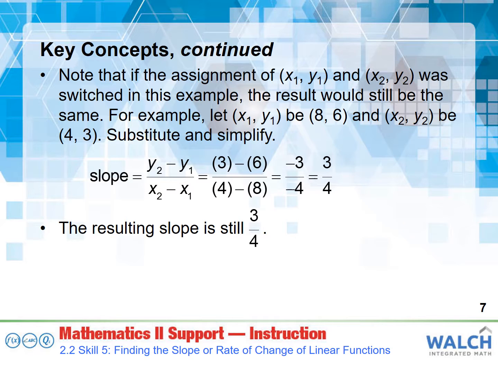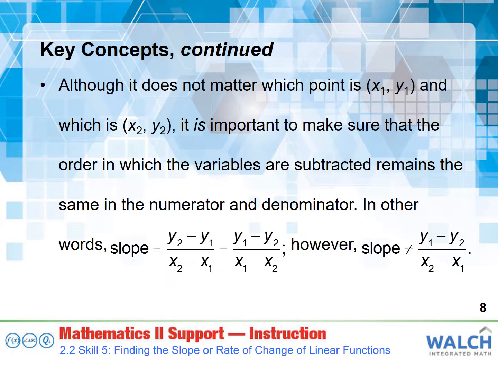Note that if the assignment was switched in this example, the result would still be the same. For example, if we let x1, y1 be 8, 6, and we let x2, y2 be 4, 3, it would still equal 3/4. So it doesn't matter which pair of points you put as x1, y1, as long as you pick two pairs of points on a line and you use the slope formula correctly.